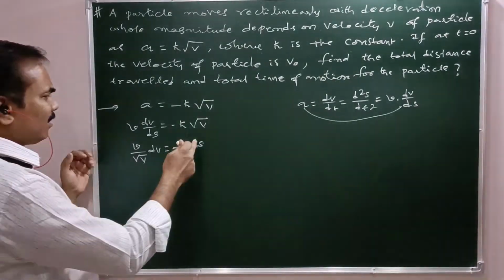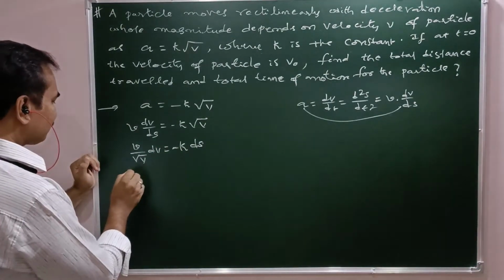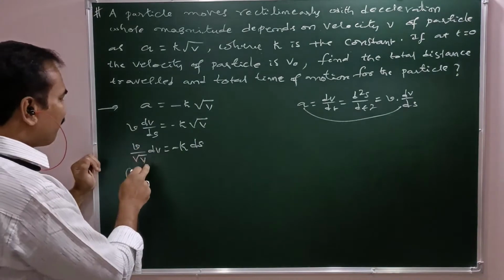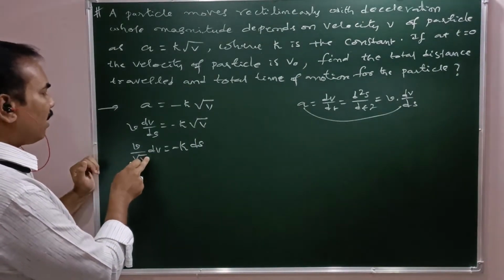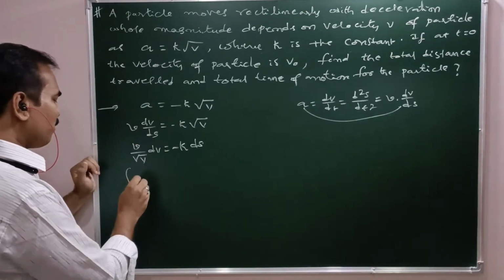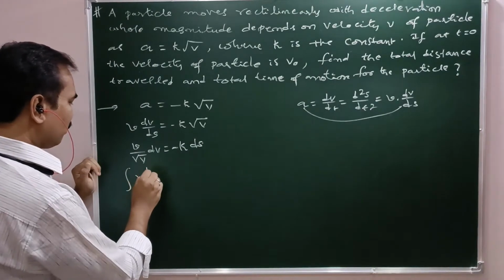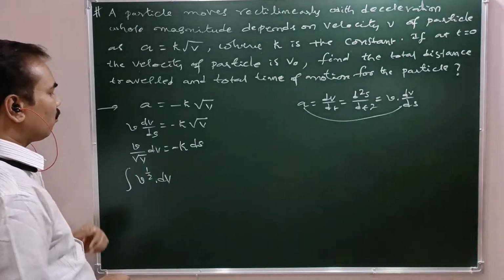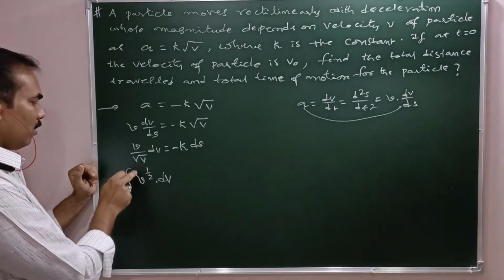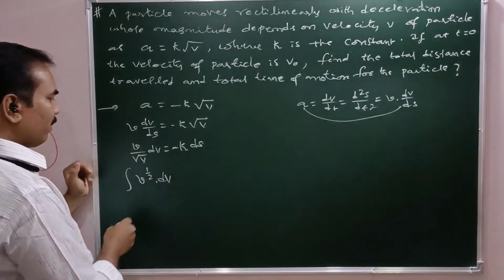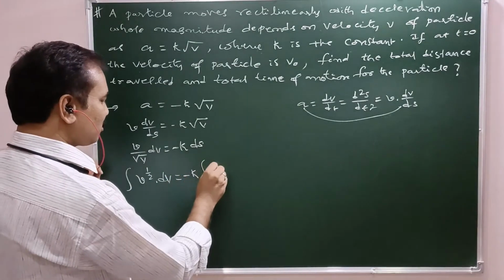To get the total distance covered, we have to integrate the expression on both sides. That is the integral of v/root v, which is v power 1 minus 1/2, that is v power 1/2, into dv. The RHS is -k times the integral of ds.